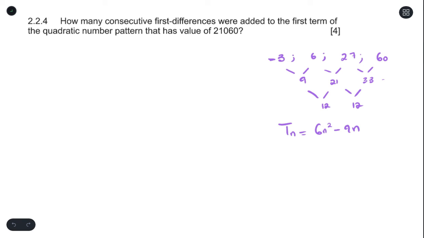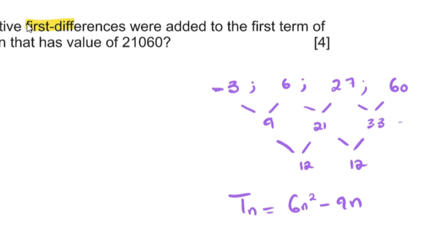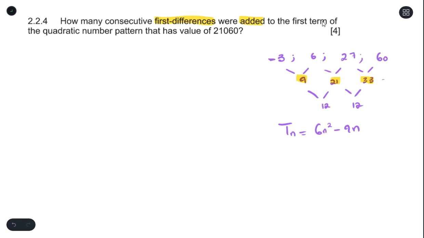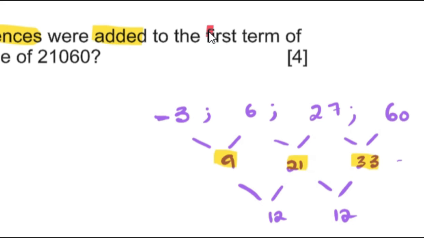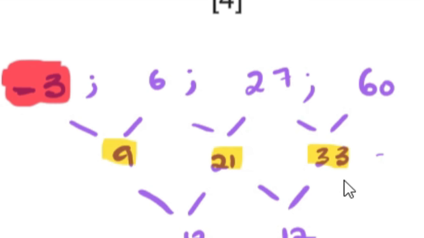The first thing that the question says here is how many consecutive first differences, right? So first differences were added. So I'm focusing on my first differences, things like 9, 21, and 33. These first differences needed to be added to the first term, right? So they said the first differences were added to the first term of our quadratic number pattern, and this is the first term, which is -3. We're going to add -3 plus our first difference.